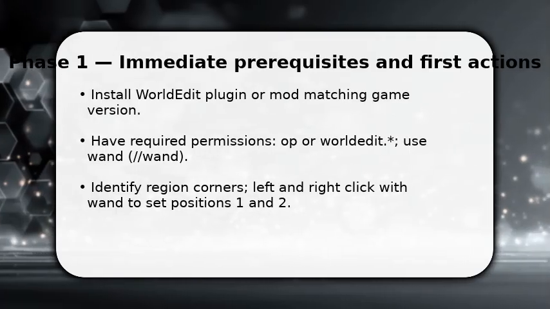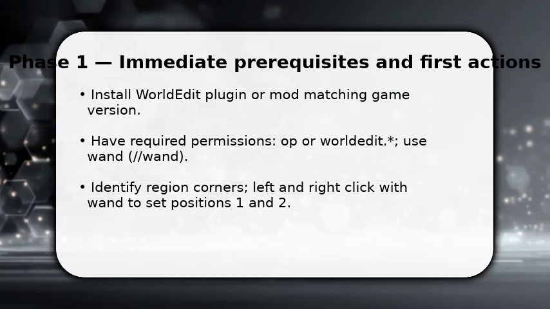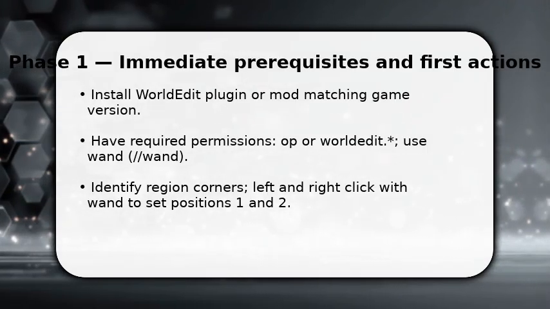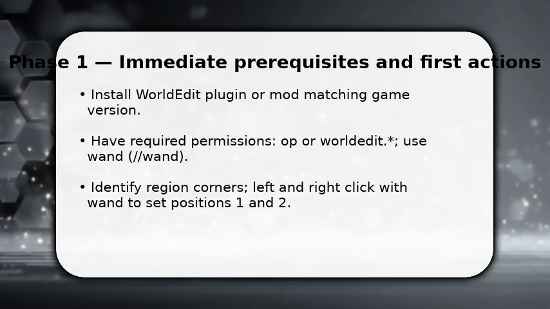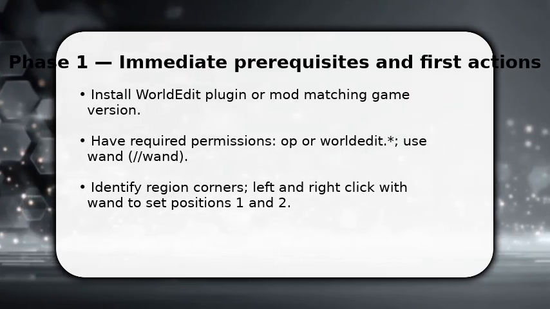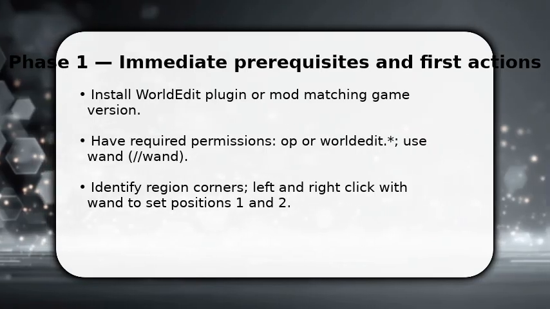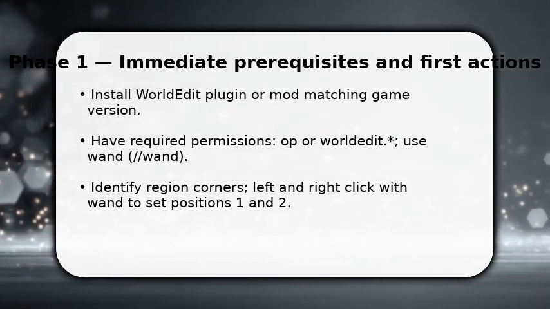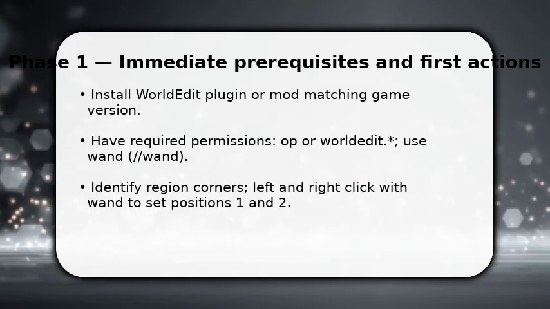You need WorldEdit installed and operator rights. Once you confirm that, pick the wand and mark two opposite corners. First, stand at one corner and left-click to set position 1, then walk to the diagonal corner and right-click to set position 2. Make sure your selection includes the full height or use //hpos to adjust.